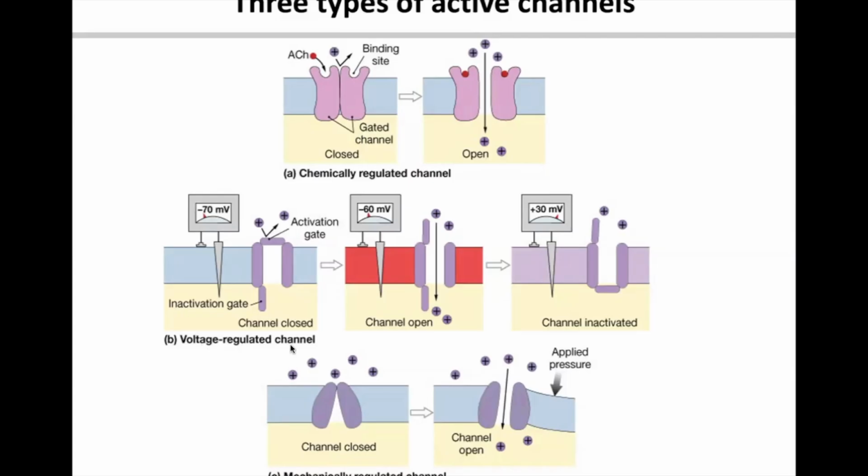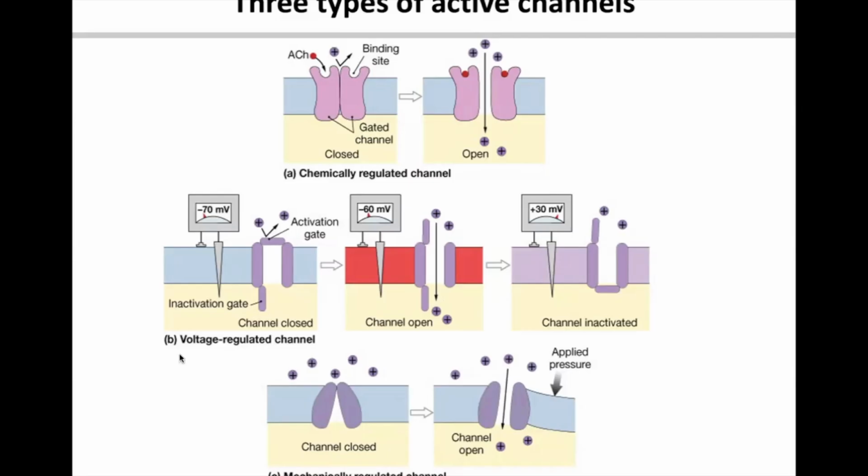Or it can be voltage regulated channels. There is a change in voltage, as we just learned. As a result, these channels open and cause the influx of these ions. The third one is the mechanically regulated channel, the one that we learned about in the first slide, when the person stepped on the nail.